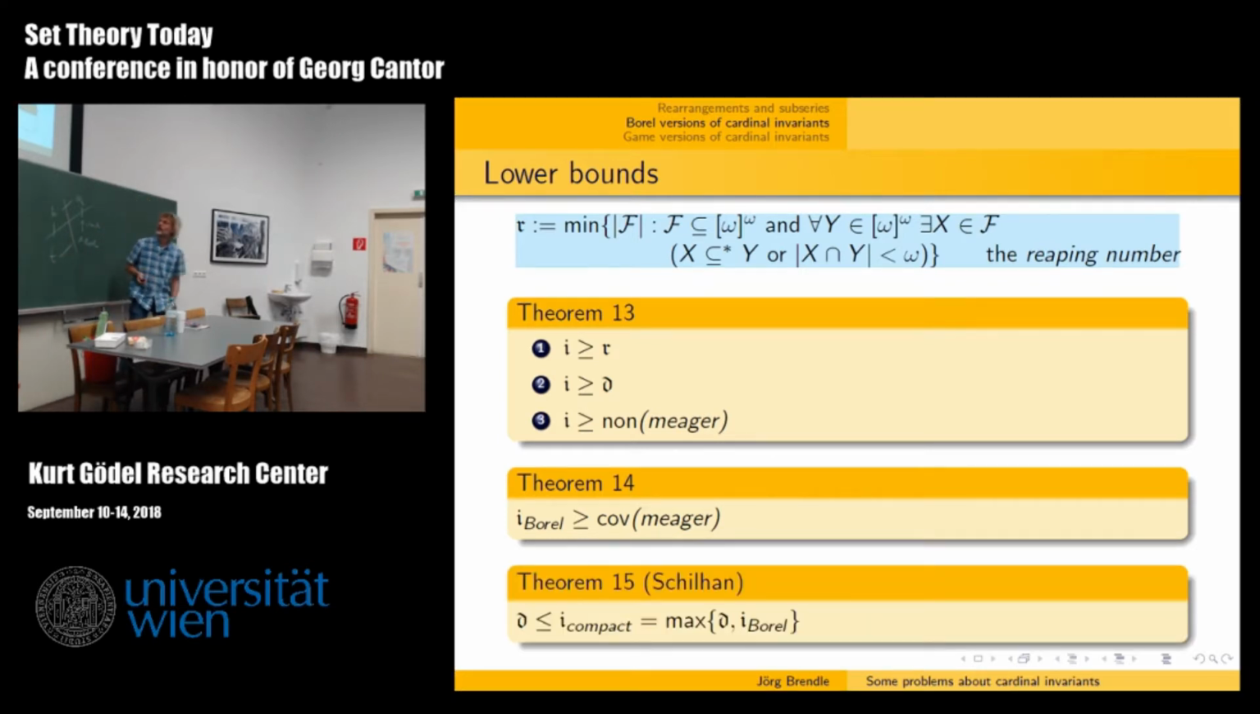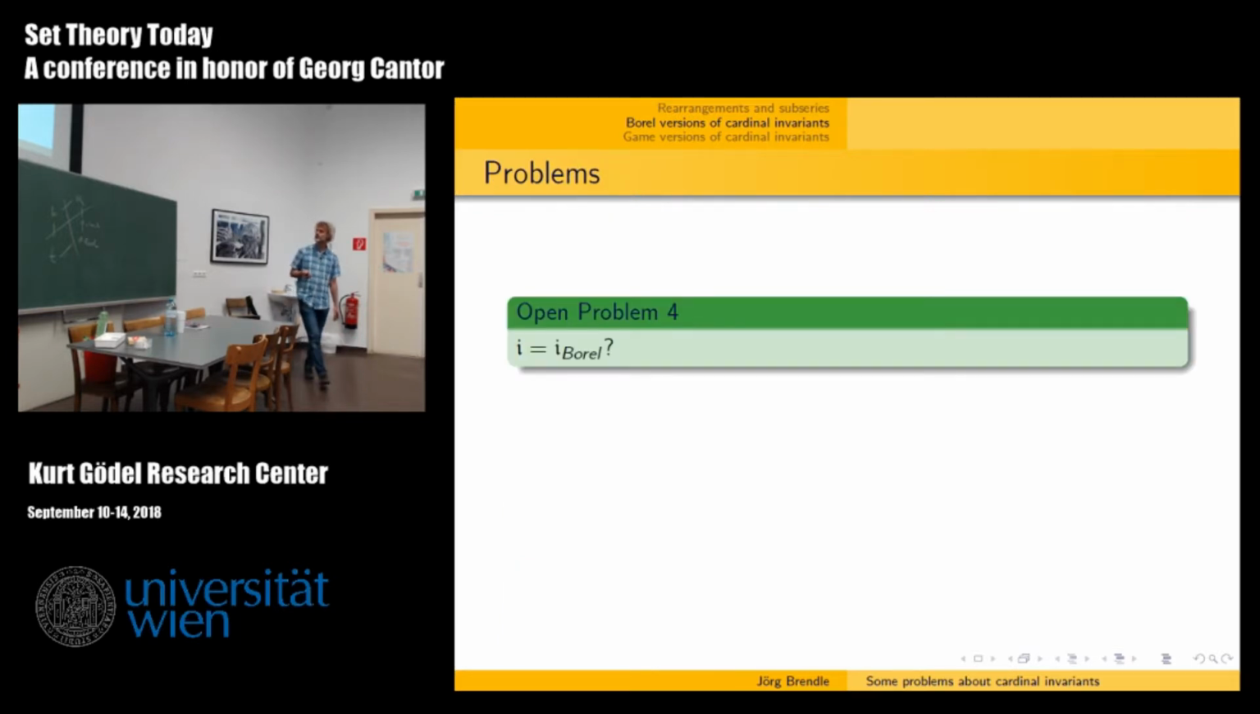And a result Jonathan told me: I compact, so you can replace closed by compact and you get a cardinal, which of course must be somewhere in between. I'm not sure whether it's equal to I closed in general. This is still bigger than D. It's basically the same proof, and then it follows that this must be equal to the max of D and I Borel.